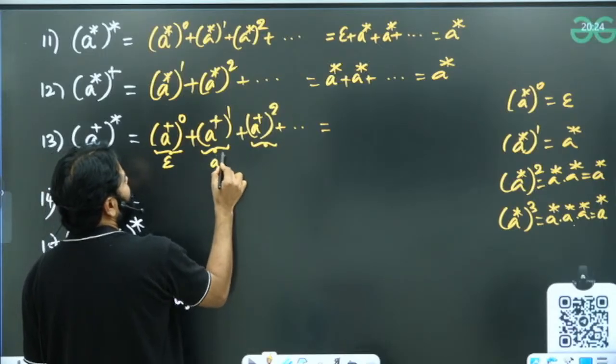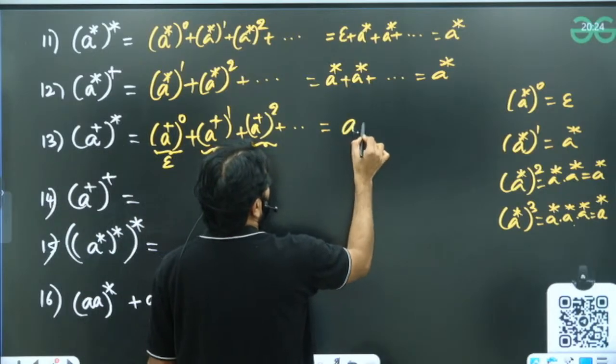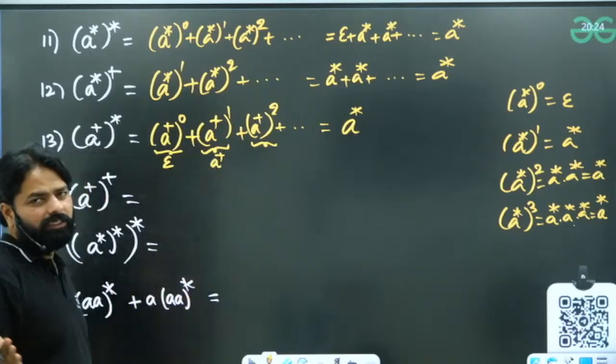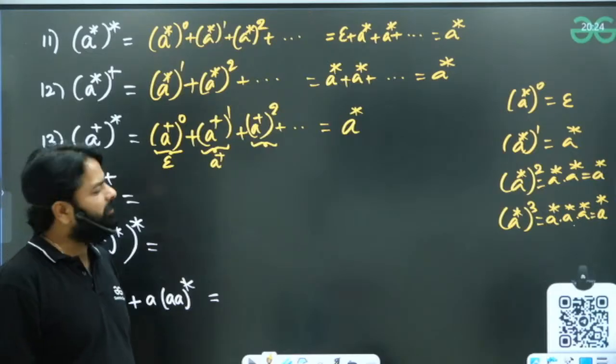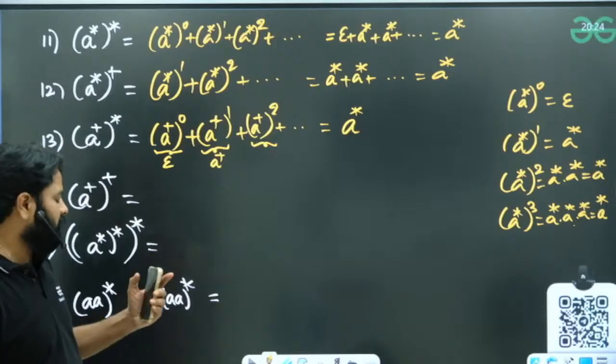This is going to be A plus. Together, will they give you A star? These two are enough. Epsilon plus A plus will already give you every string over the A, and here the minimum 2 A's is possible. A plus dot A plus, we have now seen minimum 2 A's possible.